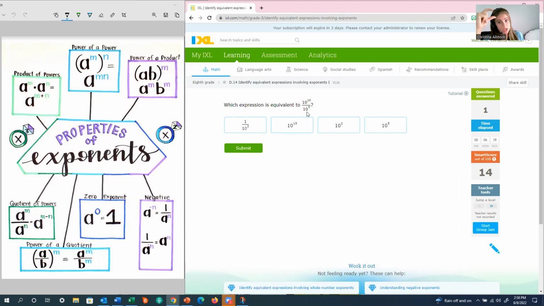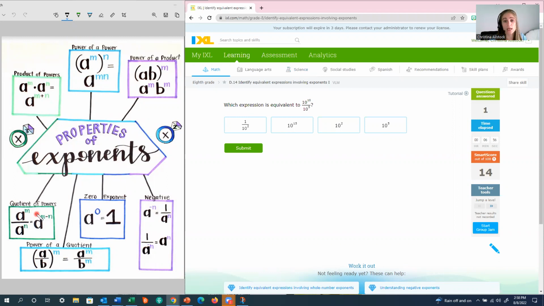Our numerator is way bigger. We got way more up there, 10 to the 10th. So we want to simplify this fraction. We want to do that division. Let's look at our little chart over here to the left. Which property does that match? That would be this one down here in dark green, quotient of powers.